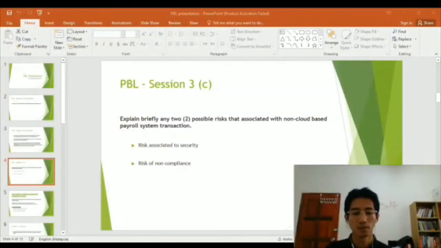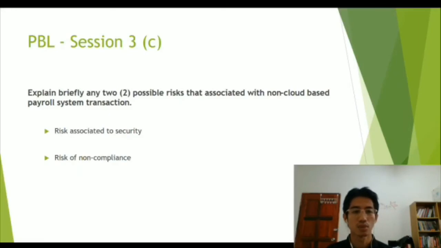Okay, I will continue with question C, section 3 PBL. So the question is, explain briefly any two possible risks that are associated with a non-cloud based payroll system transaction. So the first risk is risk associated to security. The payroll system needs to be frequently updated or checked, and it needs regulation.